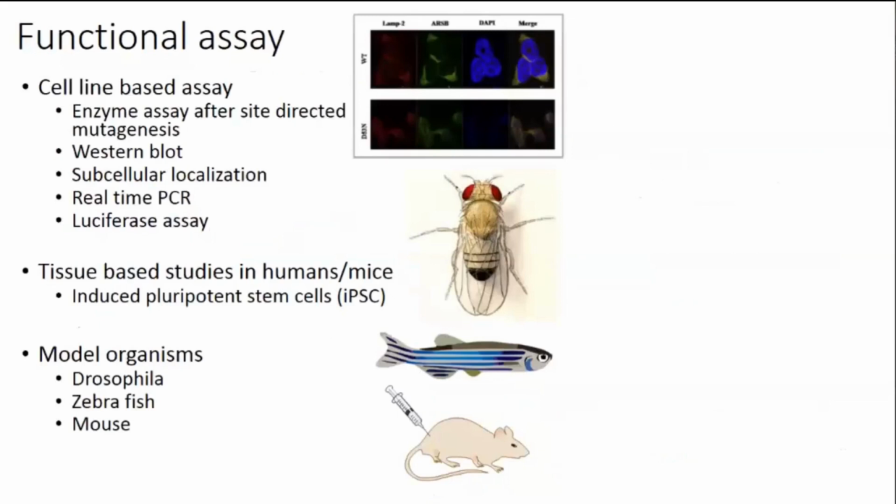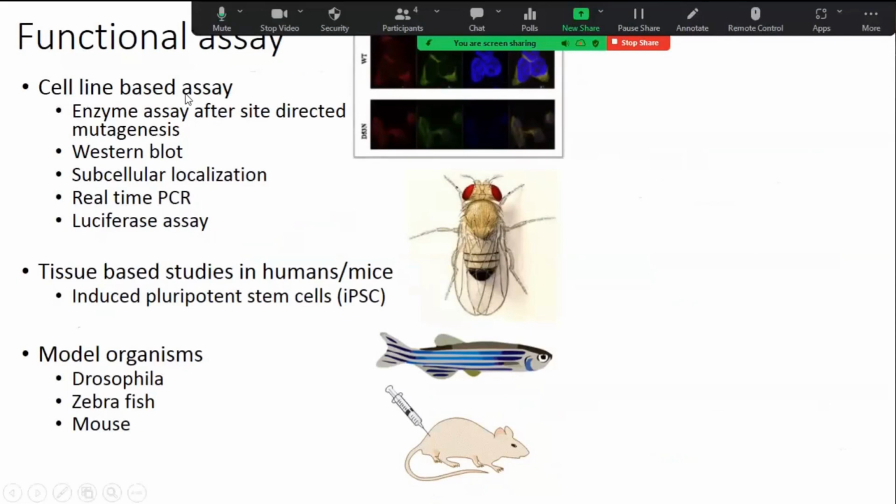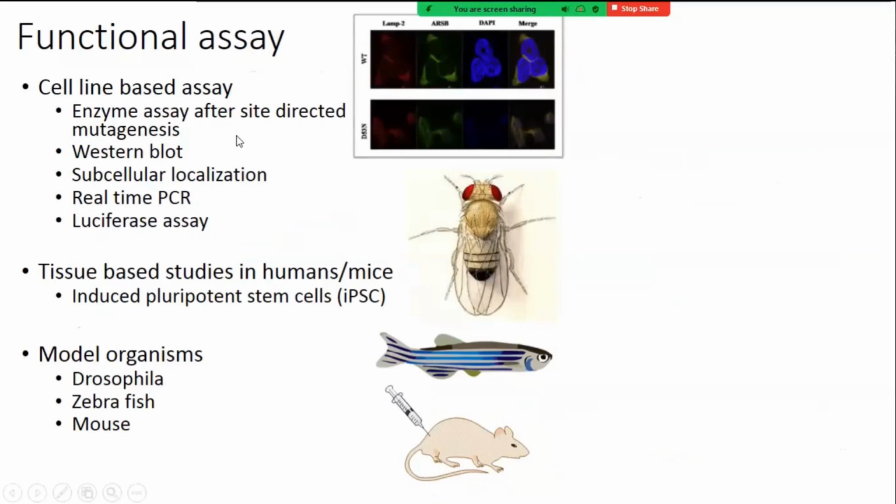So the last one is functional assay, which sometimes you can do, but sometimes it is difficult. Every gene may not have an easily available functional assay. So we do functional assays like cell line based assay. Yesterday I showed you, you can do an enzyme assay after site-directed mutagenesis in the lab. If the patient is available, you can directly do the enzyme assay in the patient's blood. You can do a Western blot, subcellular localization to see where the protein is localized, real-time PCR, luciferase assay for transcription factors. So, depending on the function of the protein, a functional assay has to be done to see if the protein function is affected or not.